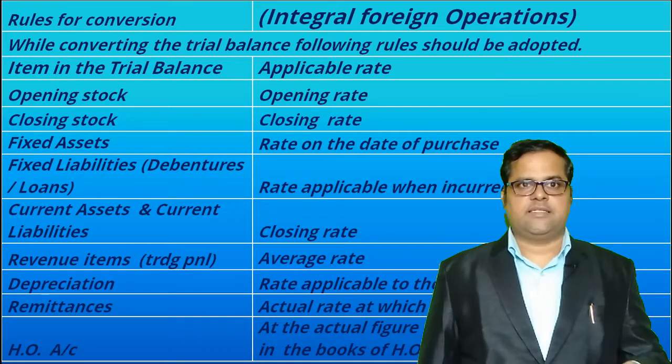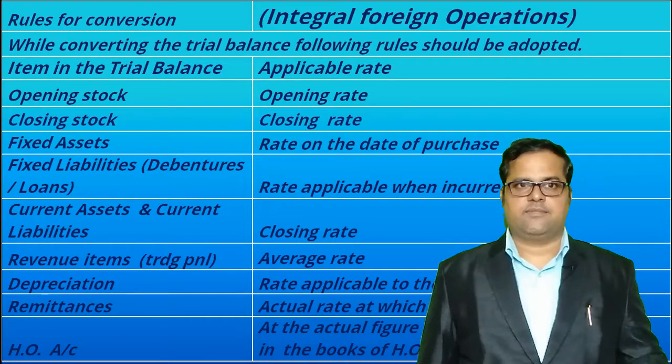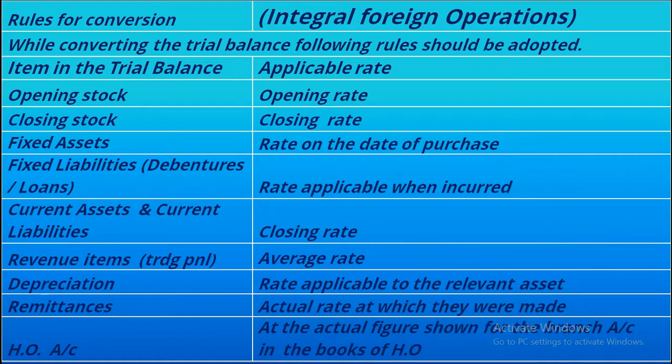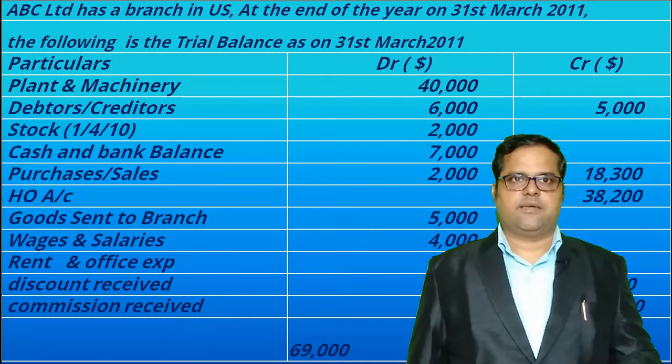Revenue items, that is items appearing in trading P&L account. To convert these transactions we have to apply average exchange rate. Depreciation, rate applicable to the relevant assets will be applied. Remittances means to transfer or send money or goods. To them we will apply the actual rate at which they are made. Head office account, it will be converted at the actual figures shown in the branch accounts in the books of head office. Now students, let us see a practical sum.